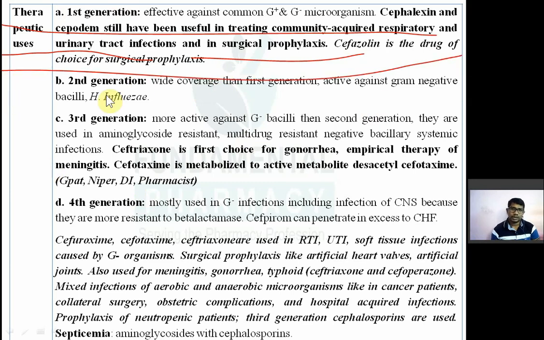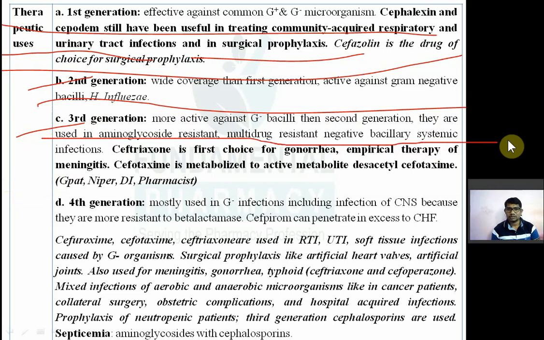Now second generation cephalosporins cover more infections than first generation. They are active against gram negative also, then Haemophilus influenzae. Third generation: they are more active against gram negative bacilli than second generation. They are used in aminoglycoside resistant infections, multi-drug resistant gram negative bacillary systemic infection.